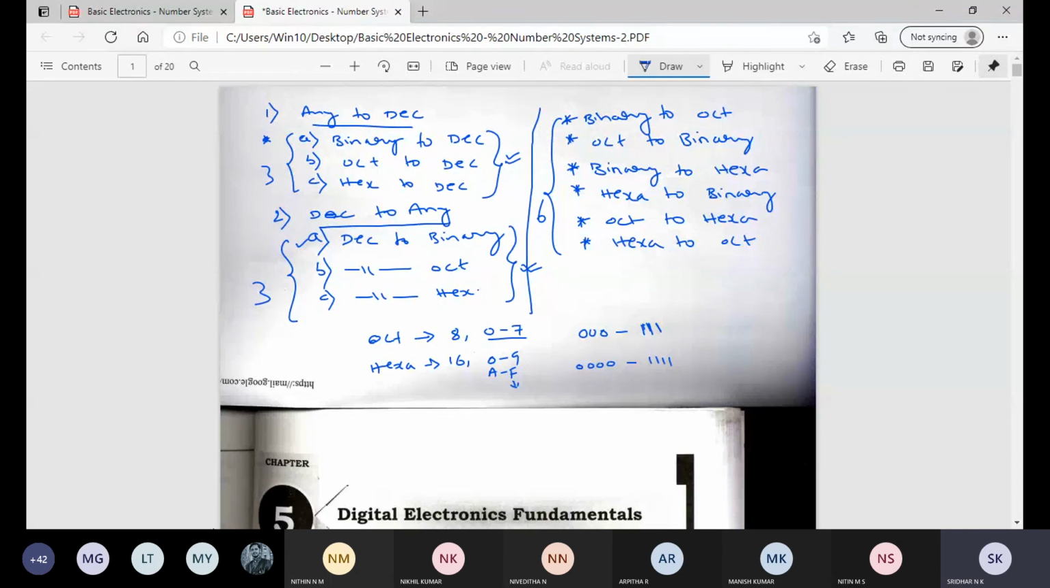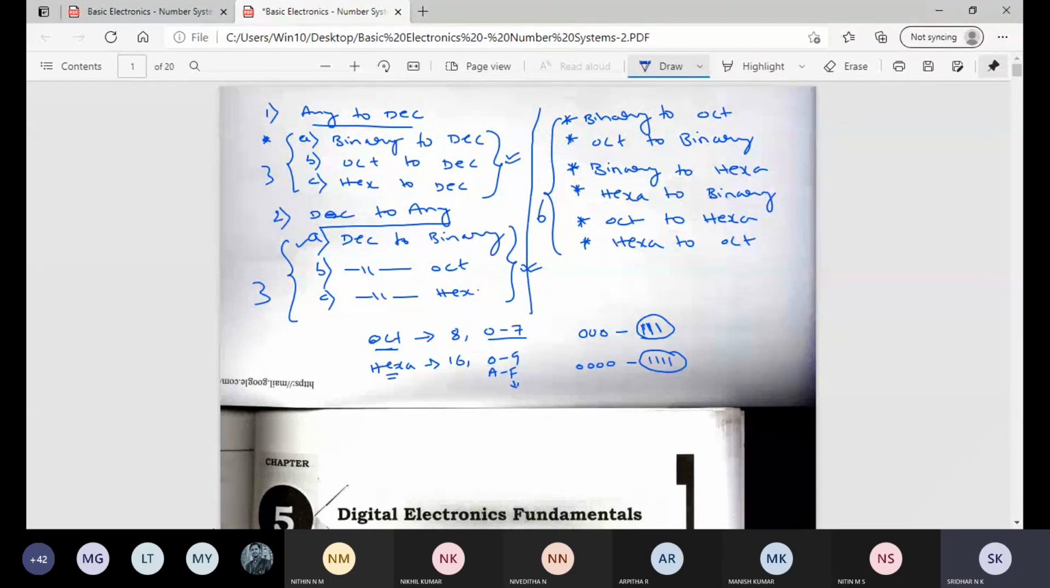What I mean to say is, for octal representation, the maximum number of digits will be 3: 1, 2, 3. If I am dealing with the hexadecimal number system, it will be 4: 1, 2, 3, 4. Here we have only 3. This is the only basic difference between hexadecimal and octal. So make a note. For octal representation, grouping of 3 is done. For hexadecimal representation, grouping of 4 will be done.